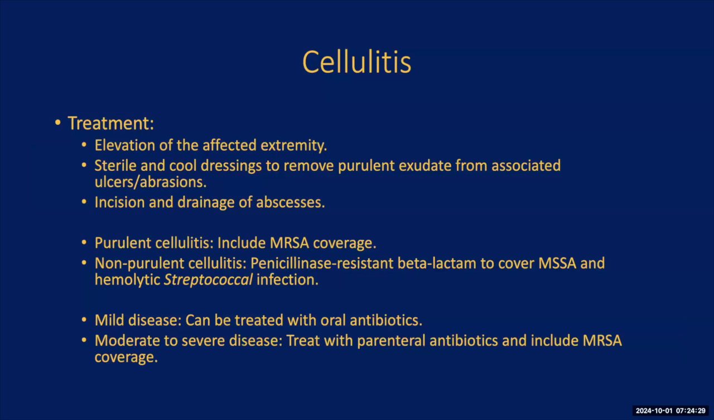So if one sees purulent cellulitis, you would like to use something with Staphylococcus aureus coverage, ideally with MRSA coverage. If it's non-purulent, then you want to use a penicillinase-resistant beta-lactam so as to cover typically just streptococcal infection and some MSSA as well. For mild disease, you can treat it with oral antibiotics. With moderate and severe disease, they may need hospitalization and use of parenteral antibiotics, typically with MRSA coverage.